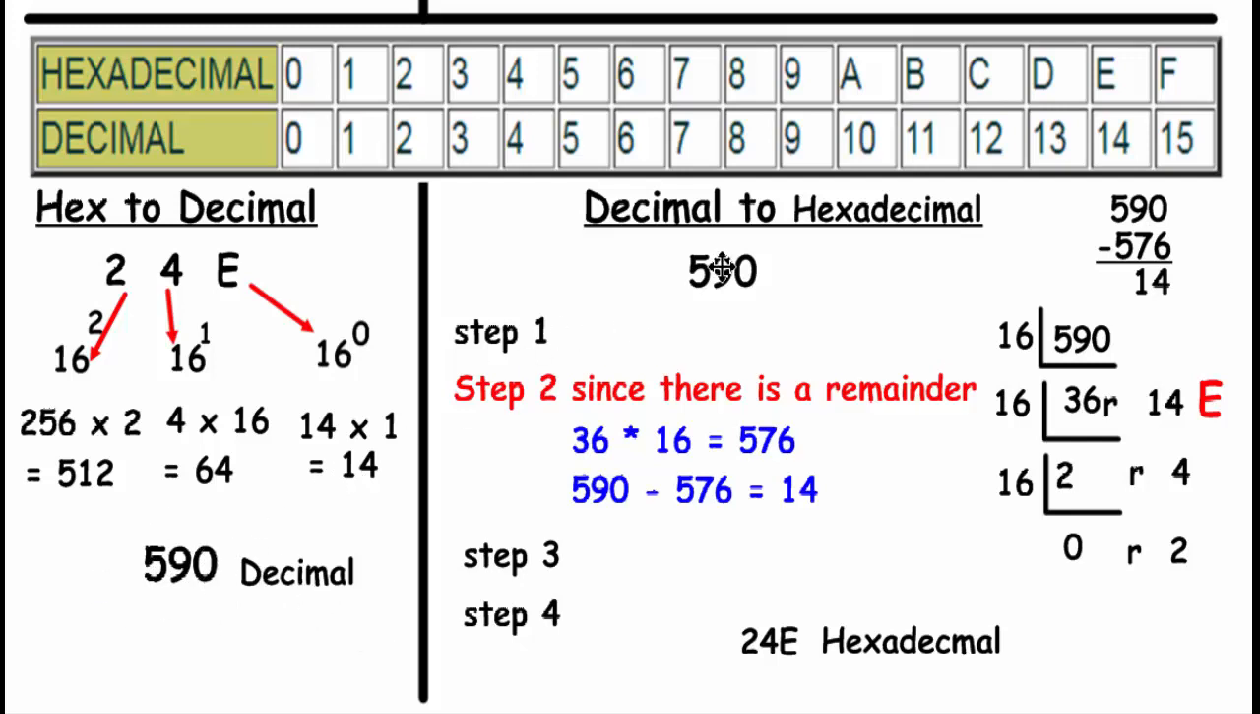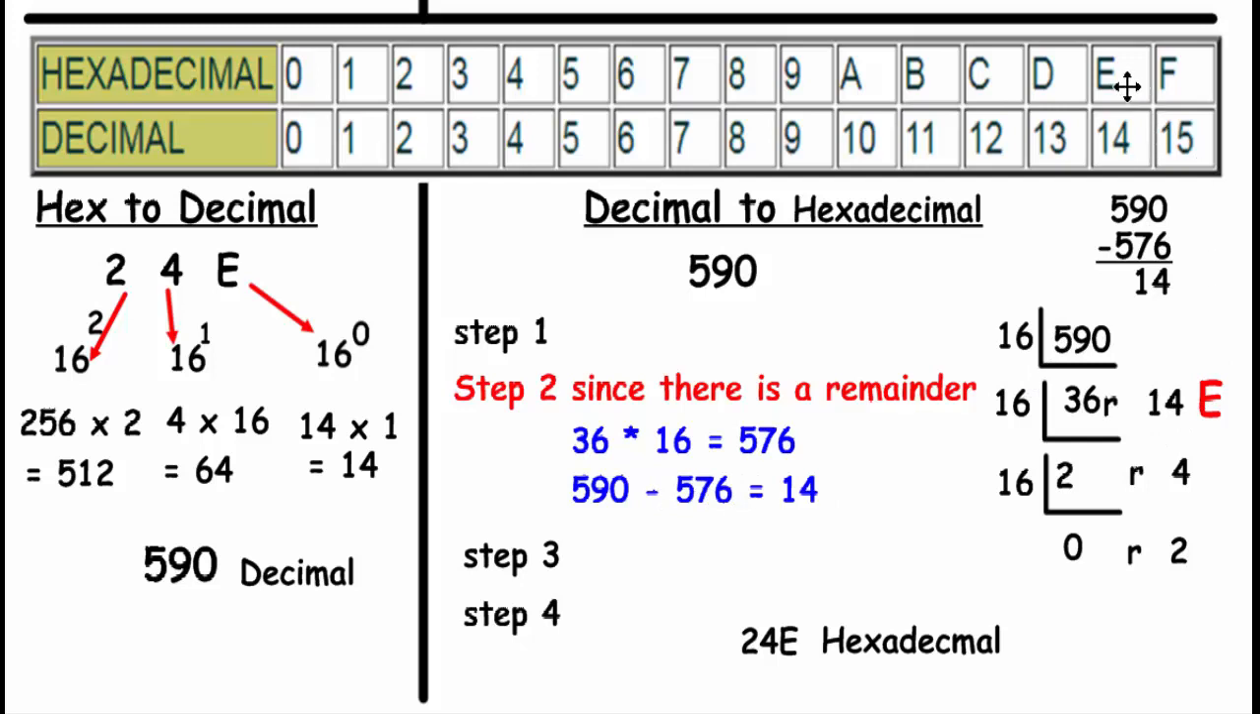Now, let's slide that up here so we can see exactly what we're talking about when we convert from hexadecimal to decimal and decimal back again. Okay, step 1. Since we're dealing with hexadecimal, we're going to divide 590 by 16. How often does 16 go into 590? 36 times. Leave the 36 here because there's a remainder. 16 times 36 is 576. So 590 minus 576 is 14.